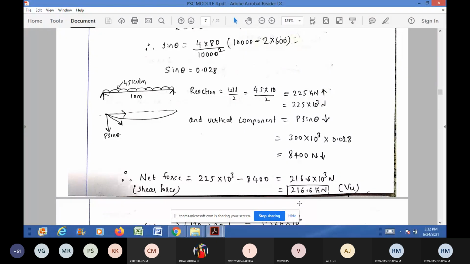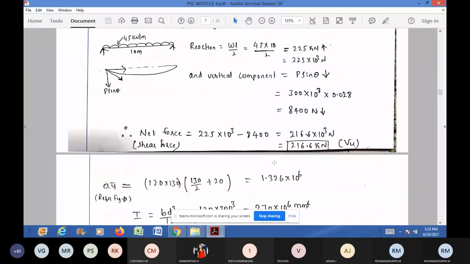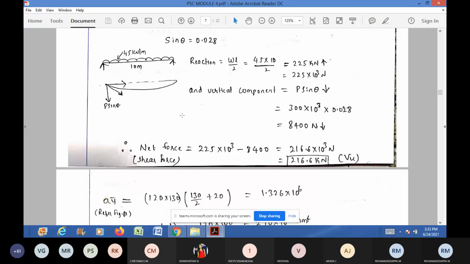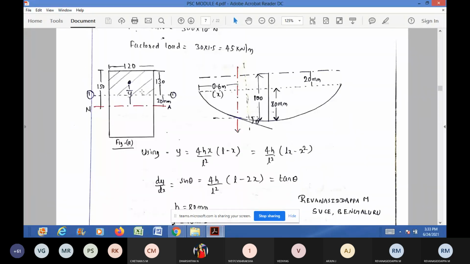Got it? Yes, sir. Now you got the VU value, right? VU you got. What next? We need to find AY bar, that is the first moment of area we need to find. For that you refer to this diagram. Here you can see.